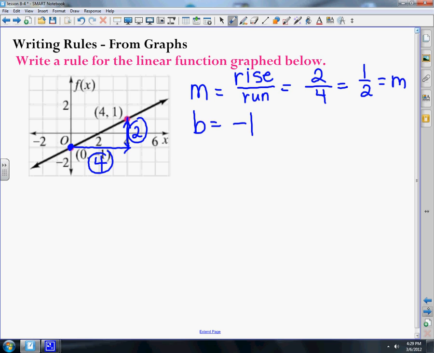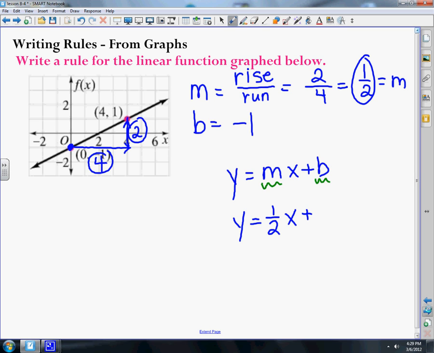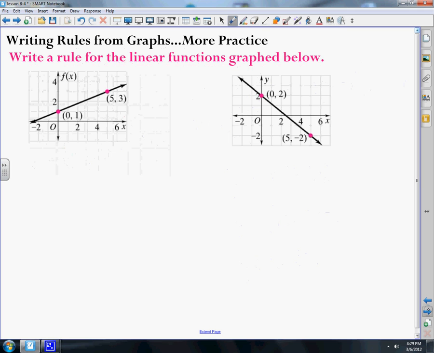So now we know the slope and the y-intercept. We can take our equation, y equals mx plus b. We replace the m with the slope, and we replace b with the y-intercept. So we take what we just found up here. The slope is 1/2. We replace that with m times x plus the y-intercept, which is negative 1. We can also write this as y equals 1/2 x minus 1. Either one of these rules would be correct.